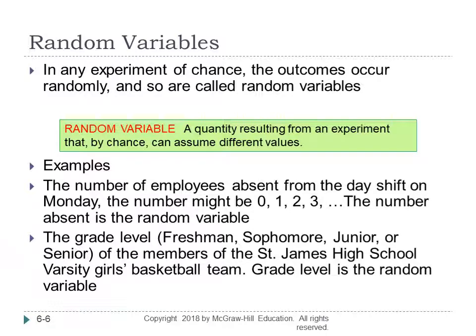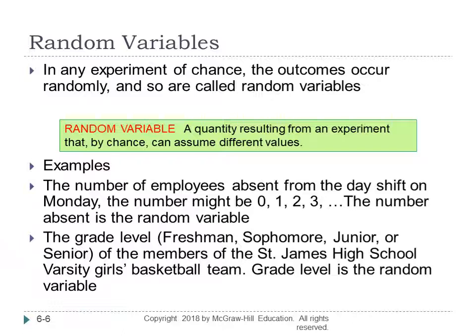Here is now a definition for a random variable. Actually, the example we just looked at, the number of heads, is a random variable. In any experiment of chance, the outcomes occur randomly and so are called random variables. A random variable is a quantity resulting from an experiment that by chance can assume different values.